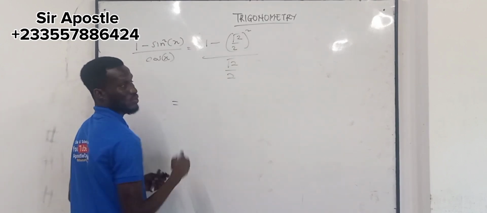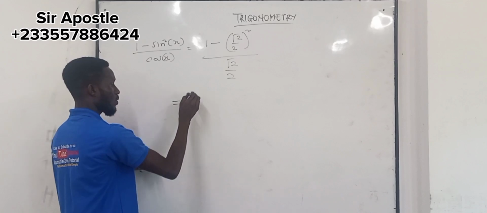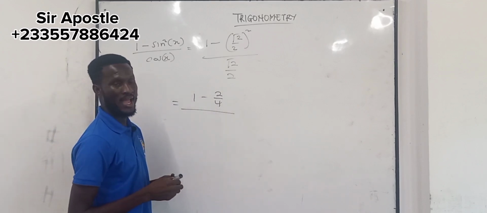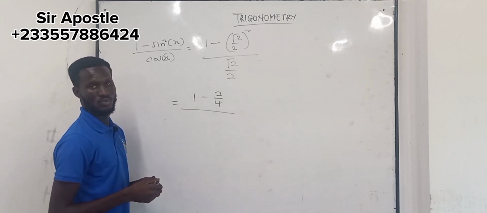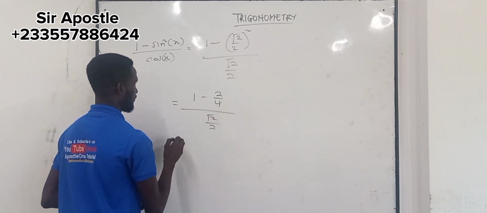The square will affect root 2. To cancel the root 2, left with 2. The square will affect the 2 to give you 4. So you're going to get 1 minus 2 divided by 4, all divided by root 2 out of 2.